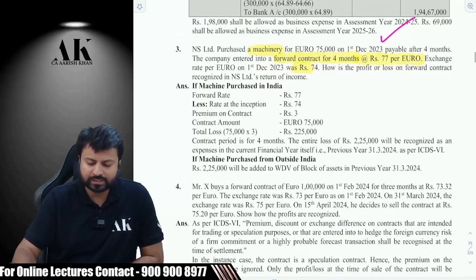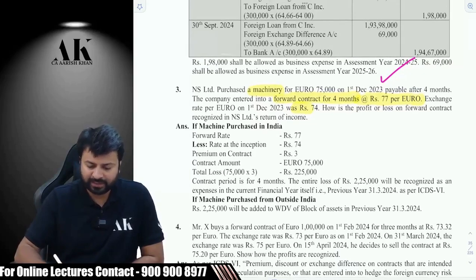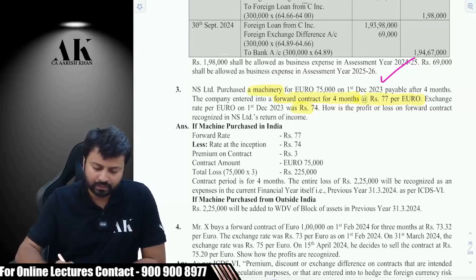Now, one more question is there over here, which is about forward contract. Please read that with me. Mr. X buys a forward contract of euro 1 lakh on 1st Feb 2024 for 3 months at 73.32. The exchange rate was 73 per euro as on 1st Feb 2024. On 31st March 2024, the exchange rate was 75. On 15th April 2024, he decides to sell the contract at 75.20. How are the profits recognized in this case? Please tell me.